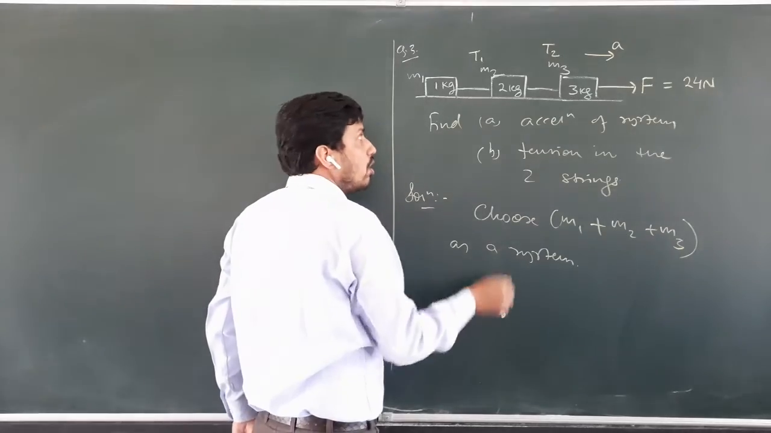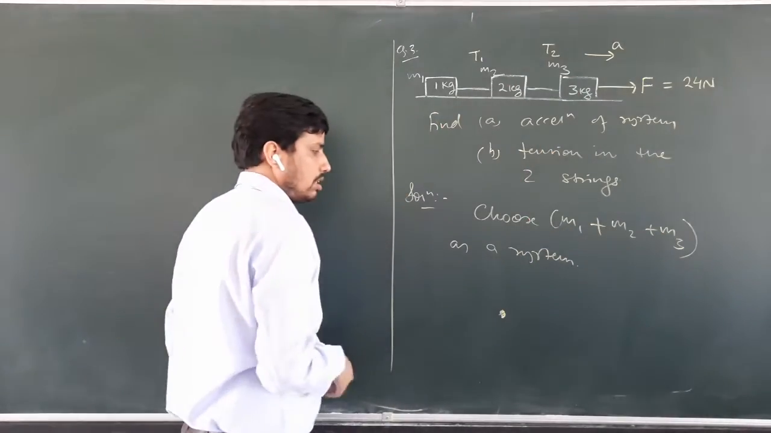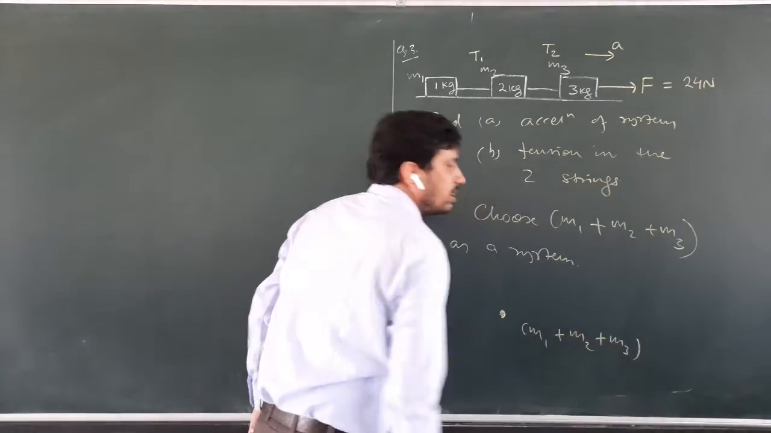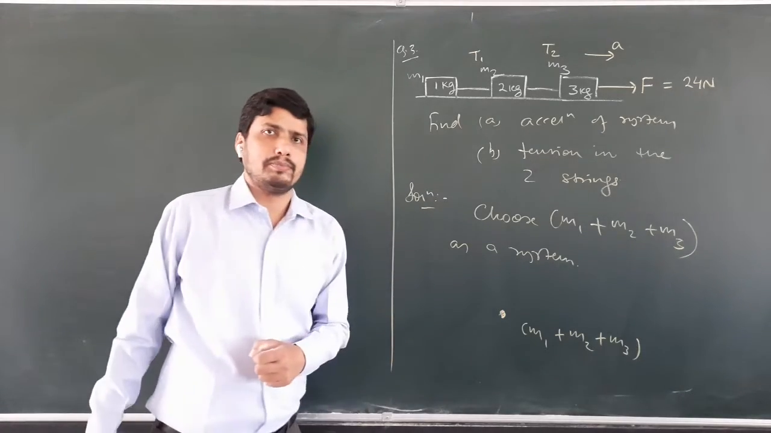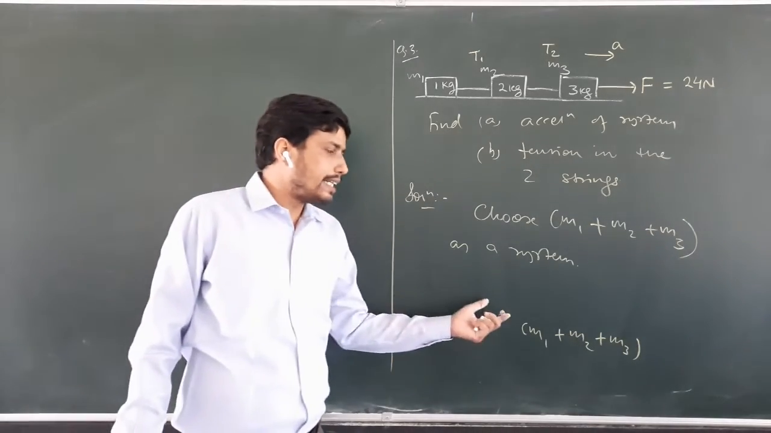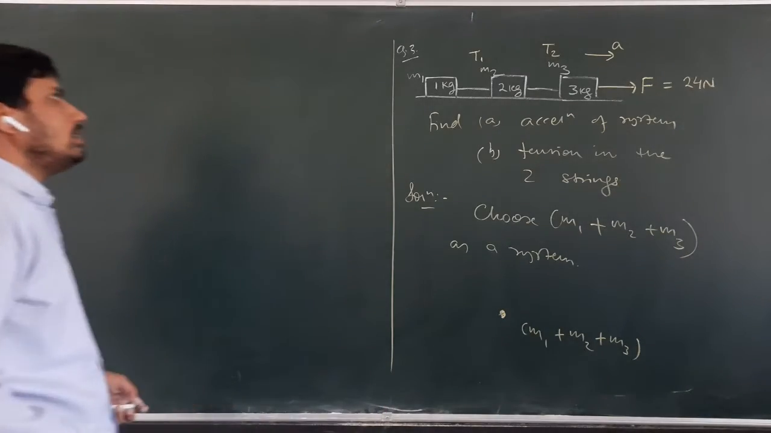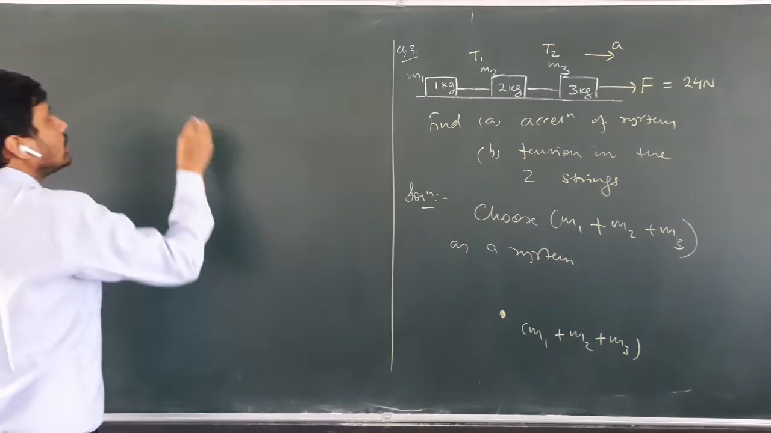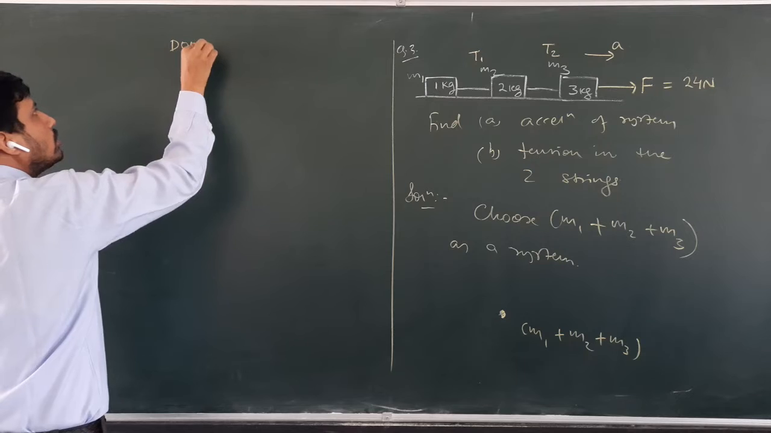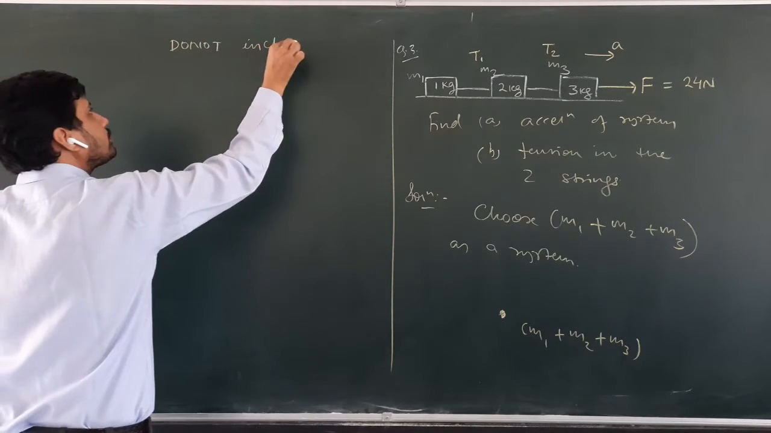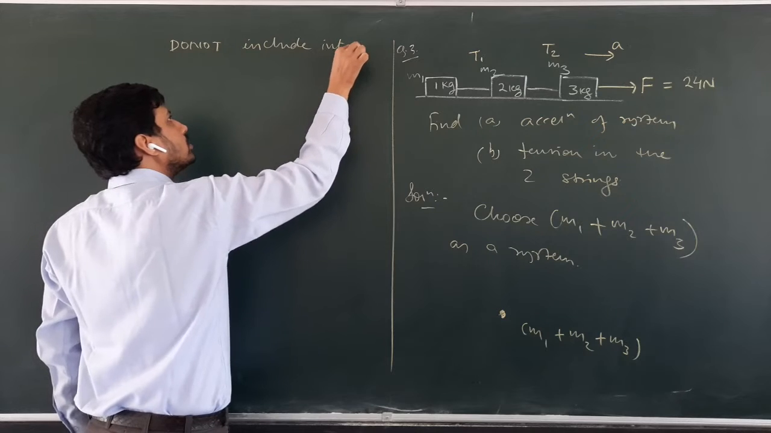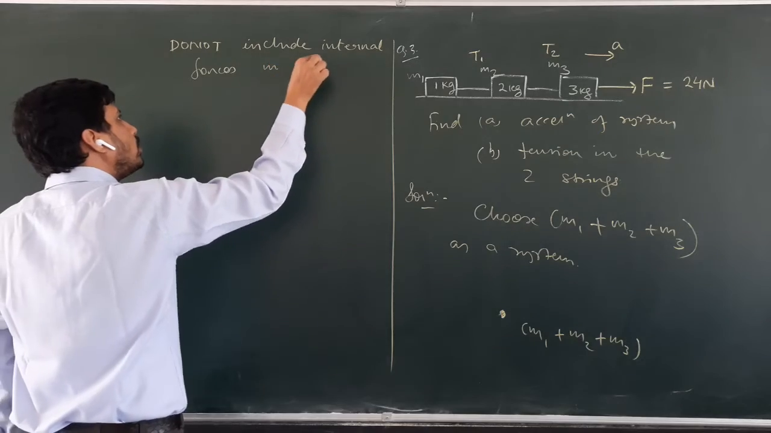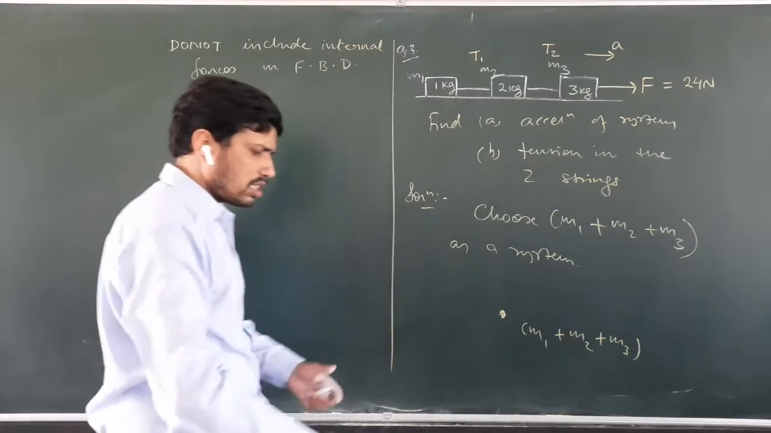So the free body diagram will be like so. I represent this dot for M1, M2, M3 combined. So what will be its mass? M1 plus M2 plus M3. On this system, you have to indicate the forces. Now, one important statement, let me tell you, which I missed in those steps. Do not include internal forces in the free body diagram. Actually, you can include, but it will just make the things complicated.